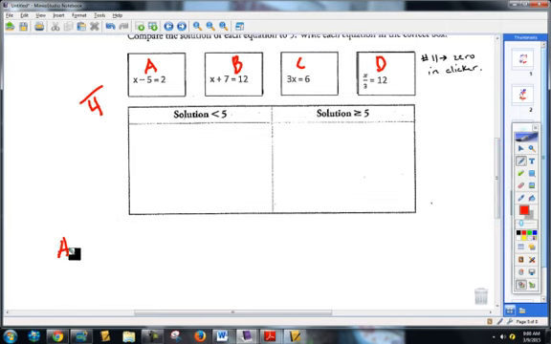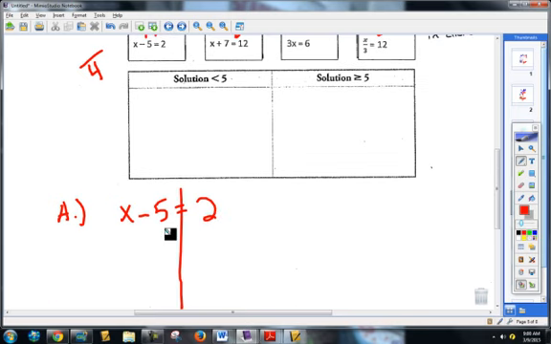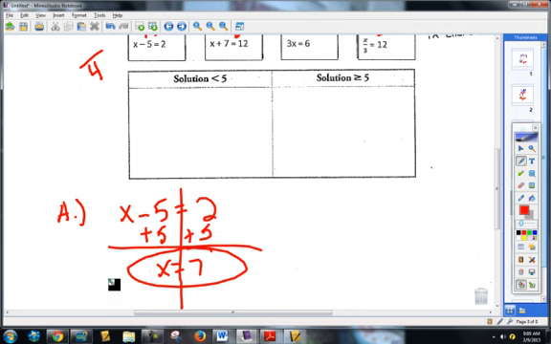So I'm going to bring A down here, and I'm going to solve it. Pay attention if you didn't really understand this question. I ask myself what is happening to the variable, and I know that 5 is being taken from it, right guys? So then I'm going to add 5 to both sides, and that's going to leave me with x equaling 7. That's the only solution for letter A, right?